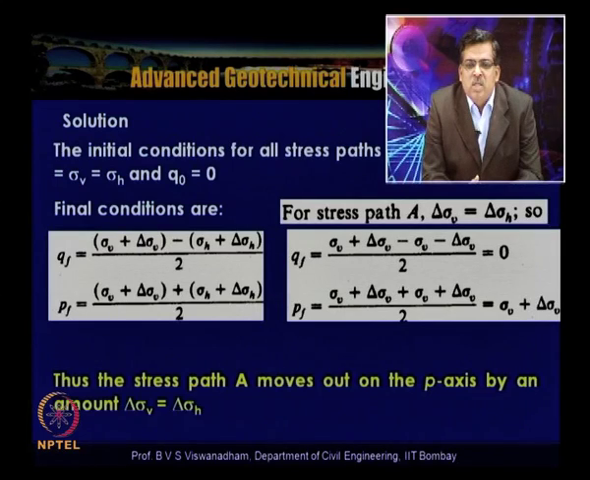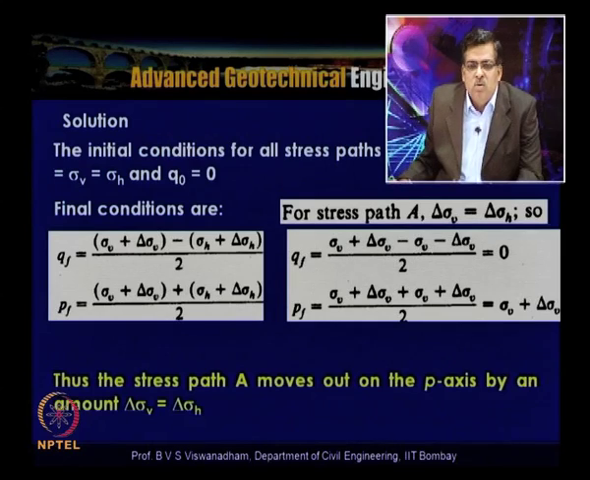That means that QF is equal to sigma V plus delta sigma V minus sigma V, because sigma H is equal to sigma V, minus delta sigma V by 2. So with that, what we have got is that QF is equal to 0. And PF, which is sigma V plus delta sigma V plus sigma H plus delta sigma H by 2, I substitute sigma H as sigma V and delta sigma H as delta sigma V. So when I substitute this, which is nothing but 2 into sigma V plus delta sigma V by 2, that gets simplified to sigma V plus delta sigma V.